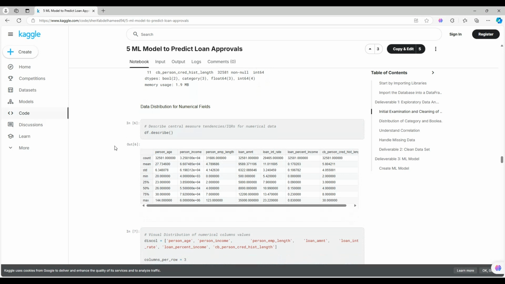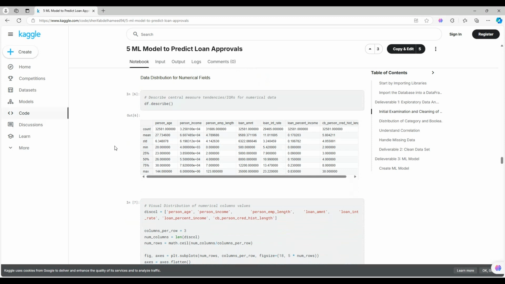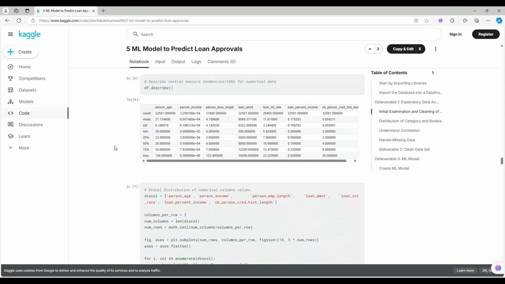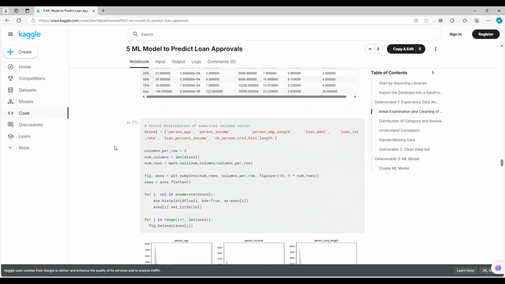And moving on, we can start to take a look at the data for the numerical fields particularly, to see how they are distributed. We can use df.describe just to see the central tendency measures and the IQRs. But of course, it's much more helpful to get a visual representation of it using this code. So basically what we do is identify the numerical columns that we have here.